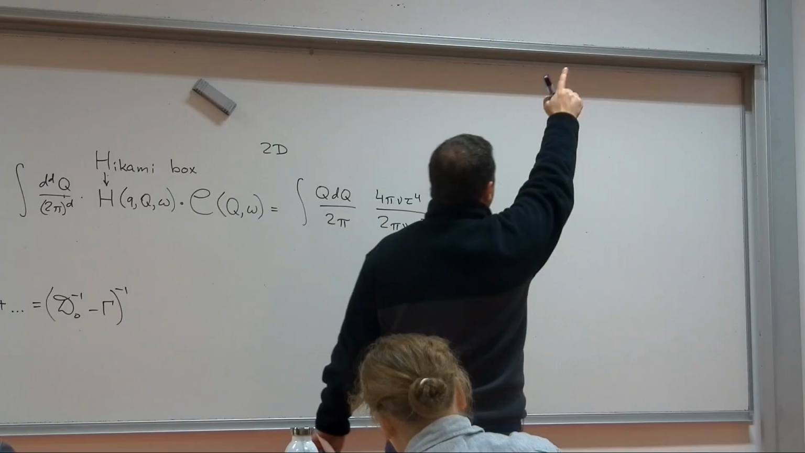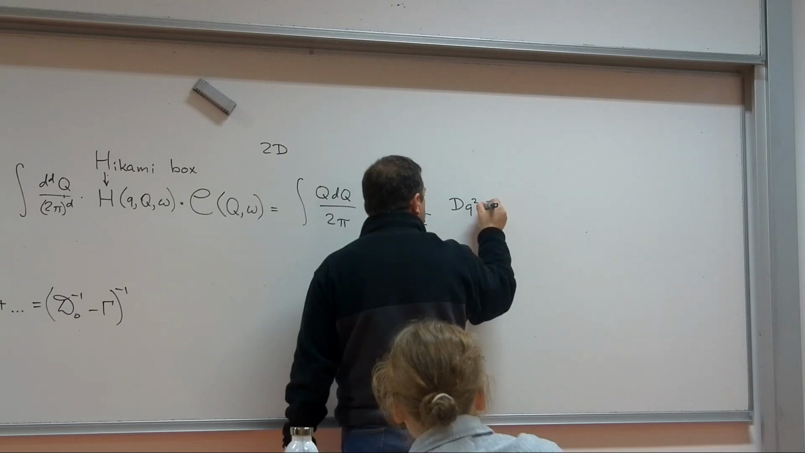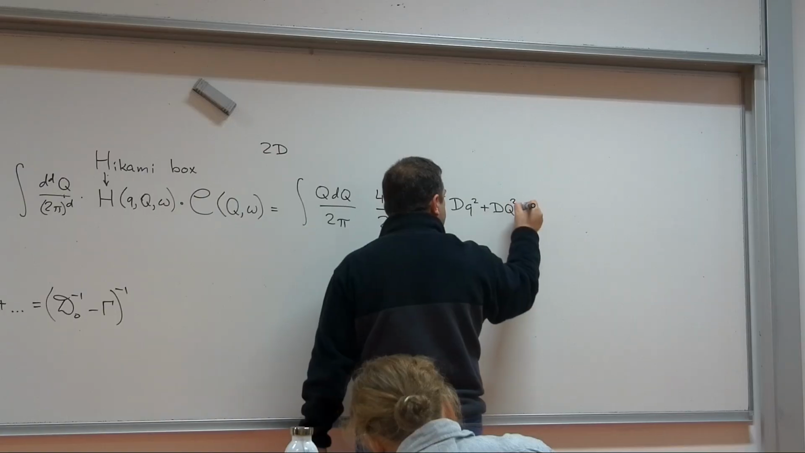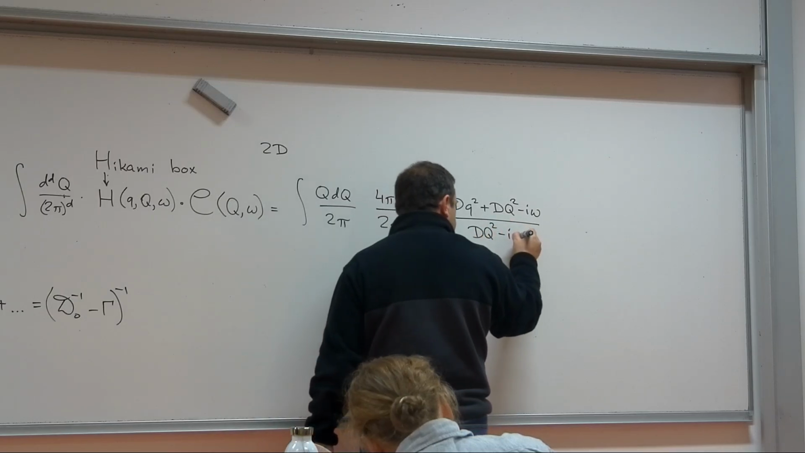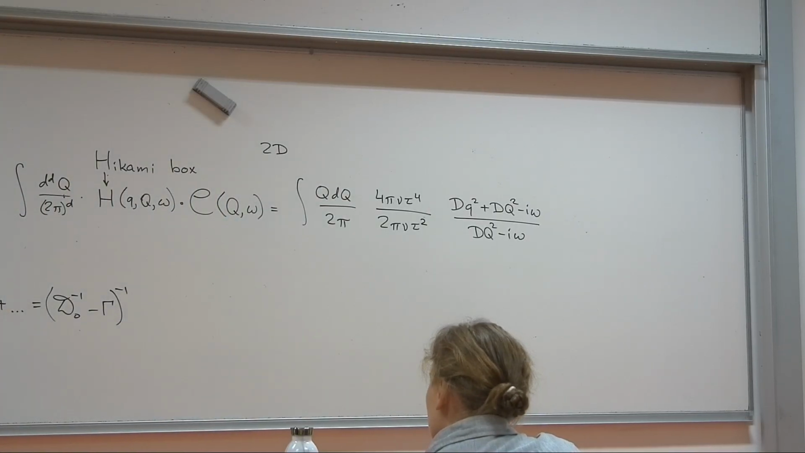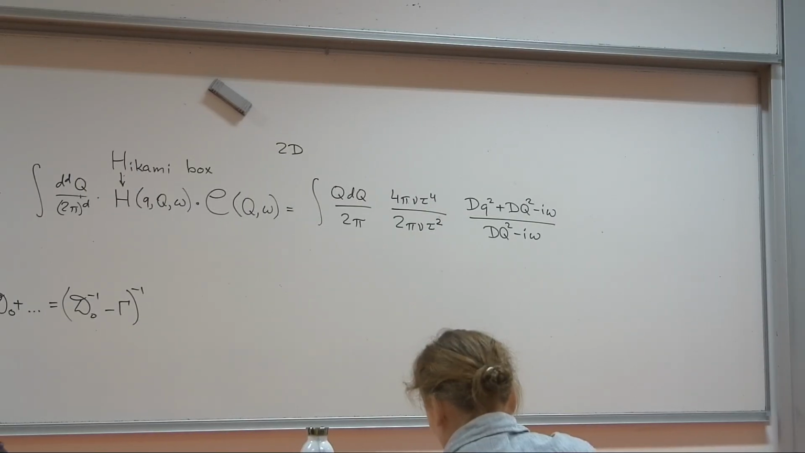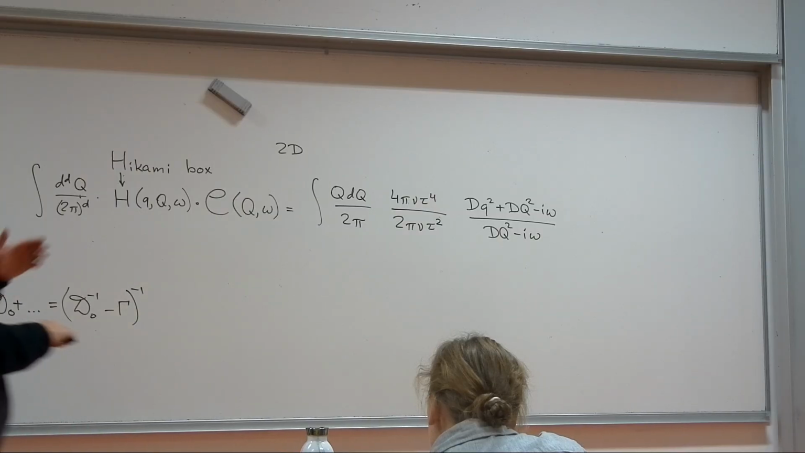And then I have d small q squared plus d capital Q squared minus I omega, divided by d capital Q squared minus I omega from the Couperon. The Couperon, this one, has momentum capital Q. So the Couperon is just this ladder. It's classical. It's the same up to the coefficient here.